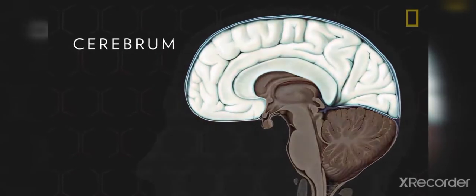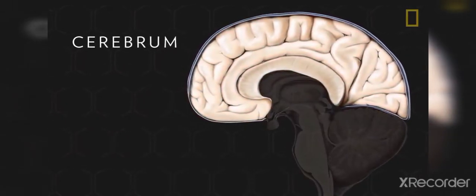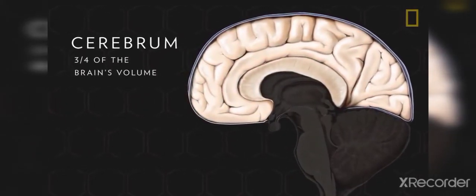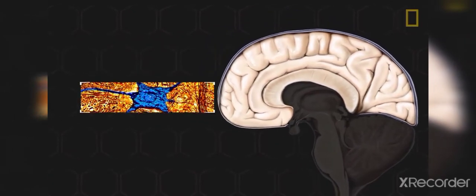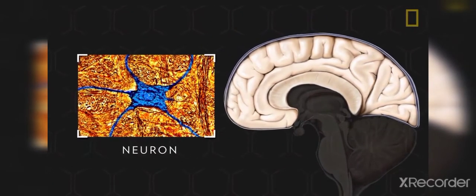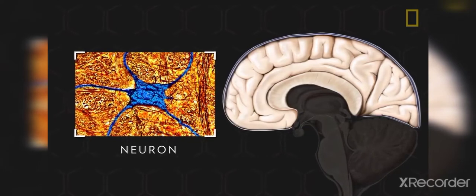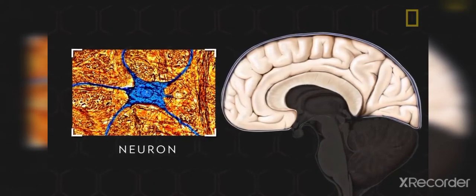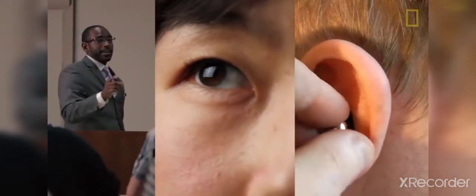tasks. The largest section is the cerebrum, and it makes up over 3/4 of the brain's volume. It consists of neurons and nerve fibers that transmit information from the neurons throughout the brain and body. The cerebrum controls higher functions such as learning, reasoning, and speech, plus senses like sight and hearing.